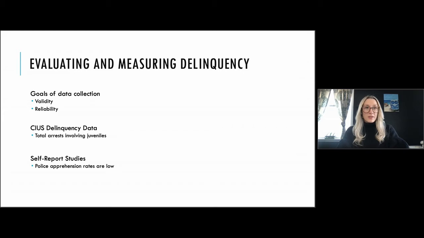I want to jump back to these self-report studies for a second because I want to note a few things about them. First, they show that police apprehension rates are actually low in relation to the amount of crime that's being committed. Female delinquency is also higher than official data reports show. And unlawful behavior has been shown to be unrelated or only slightly related to social class.